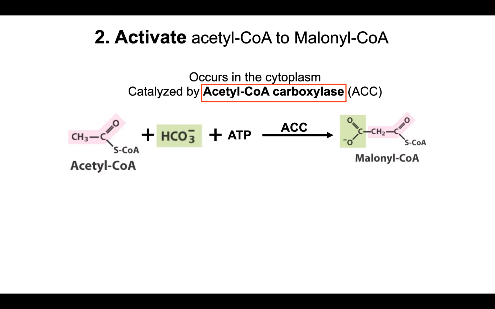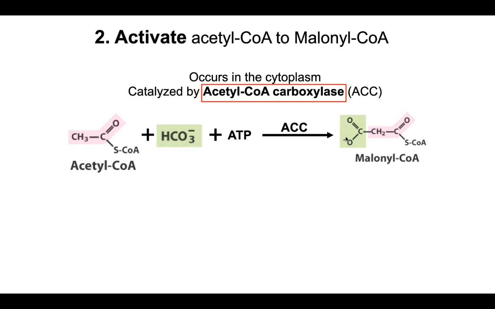Now, acetyl-CoAs do not have a high enough energy to be able to be put together into a fatty acid. You have to activate acetyl-CoA first. And that occurs through a reaction catalyzed by this enzyme here, acetyl-CoA carboxylase, ACC. What that does is it takes this bicarbonate here and uses it to add a carboxyl group to the methyl group of acetyl-CoA. So what we have here is what's called malonyl-CoA. It's our acetyl-CoA that's had a carboxyl group added to it.